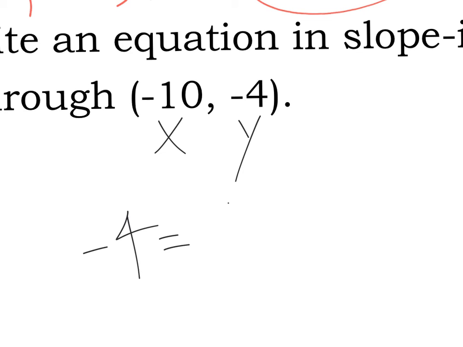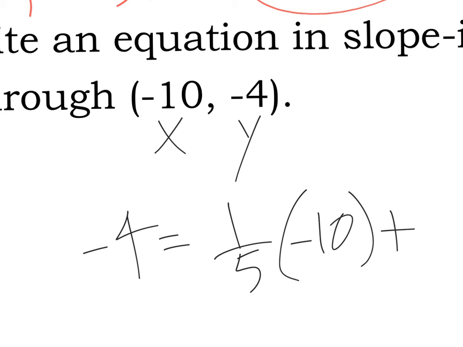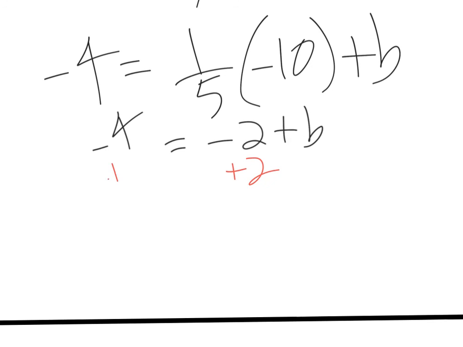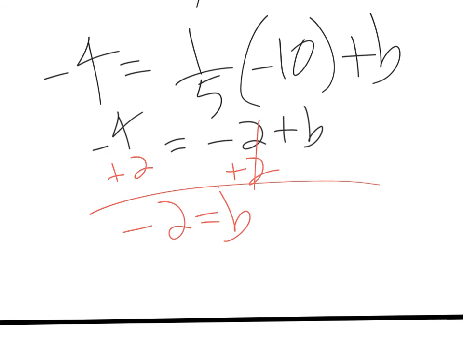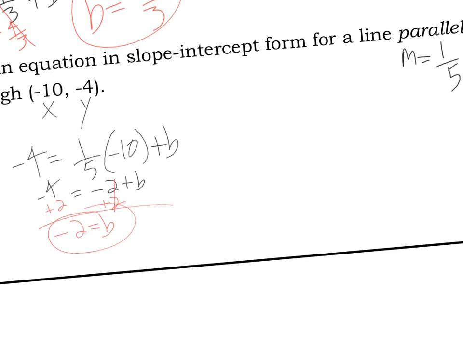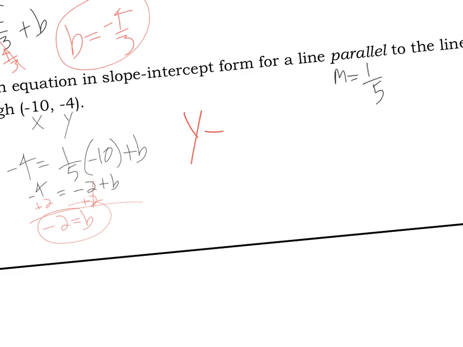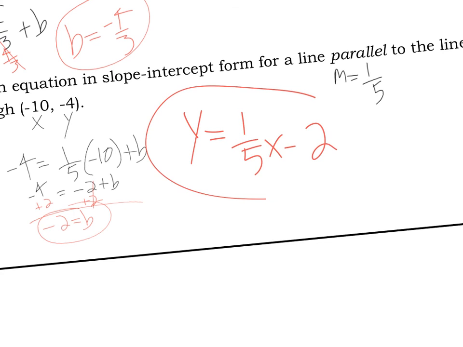Negative 4 equals 1 over 5 times x, negative 10, plus b. So 1 over 5 times negative 10 is going to be negative 2. So negative 2 plus b equals negative 4. Plus 2 to the other side, and you get negative 2 equals b. There's my b. That was my slope. So y equals 1 over 5 x minus 2.